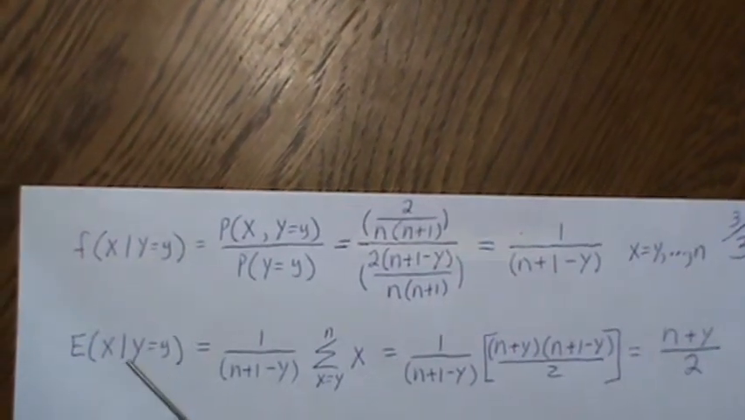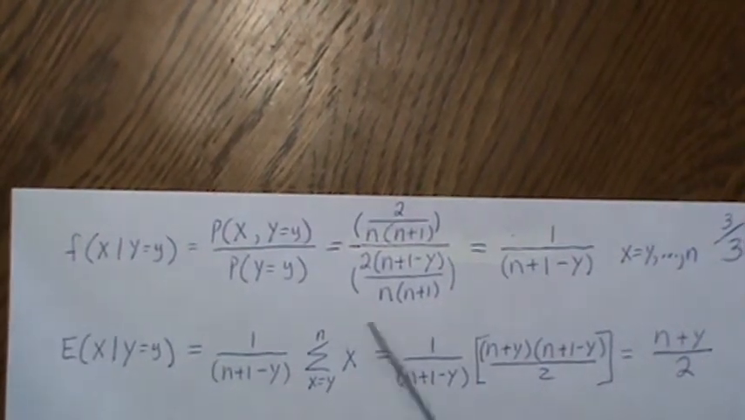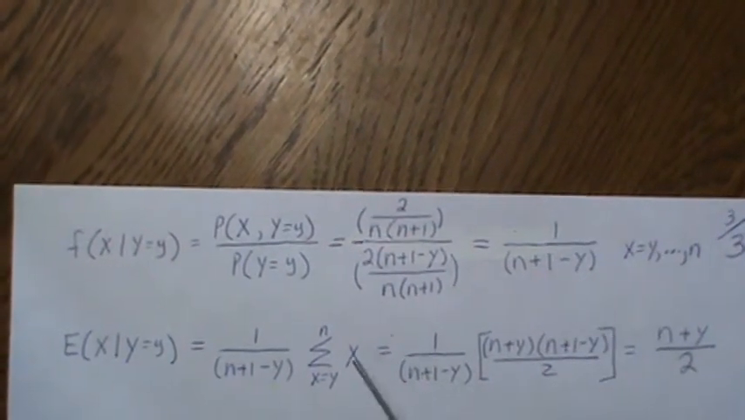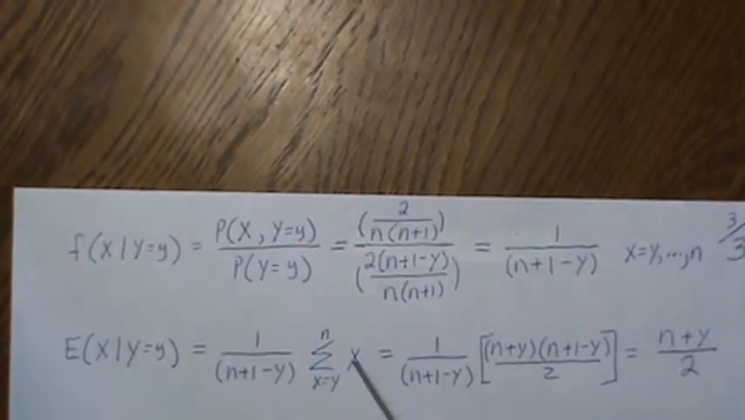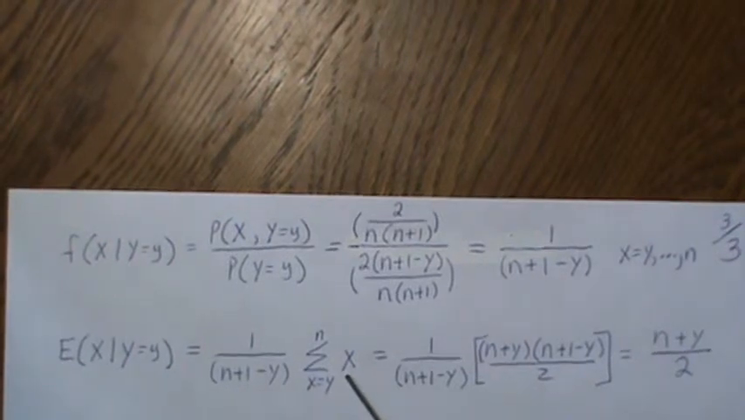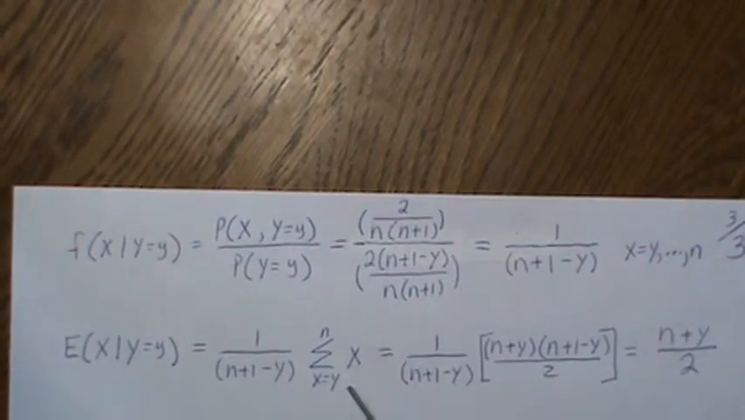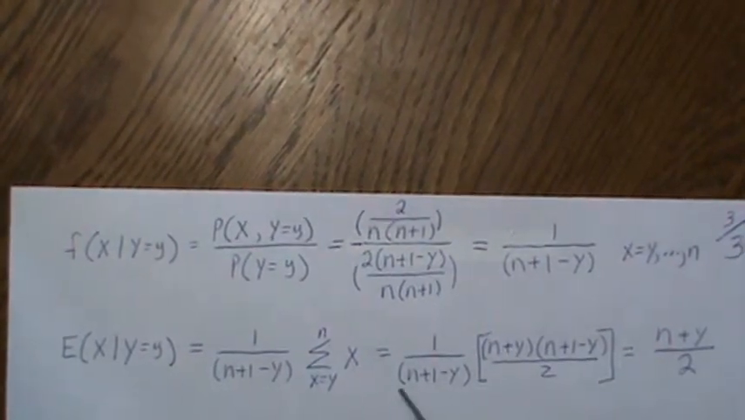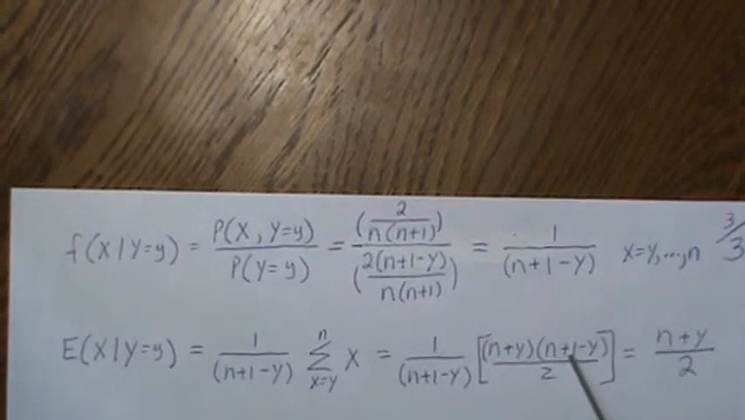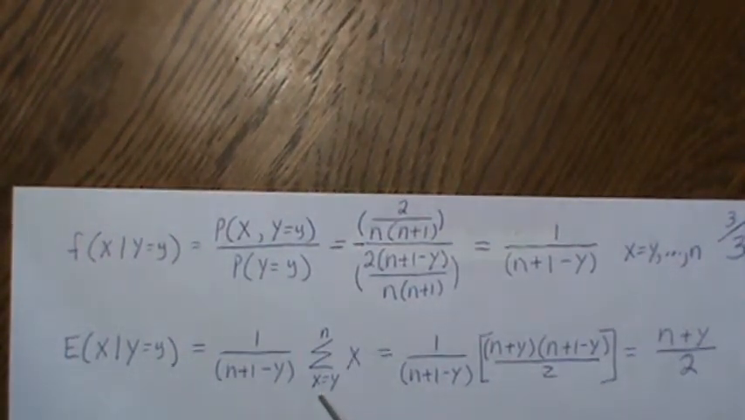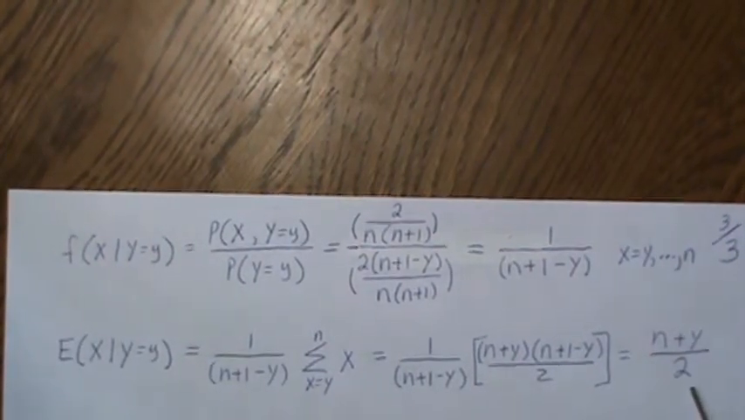Now, to calculate the expected value of x given y, we stick in an x right here. So this is a constant, it gets pulled out, and we're deriving this. And the formula for this is, since it's linear, it's n plus y, which is that, times however many there are, and it's n plus 1 minus y, so that's this, divided by 2. So that's that summation formula. This simplifies to n plus y over 2.